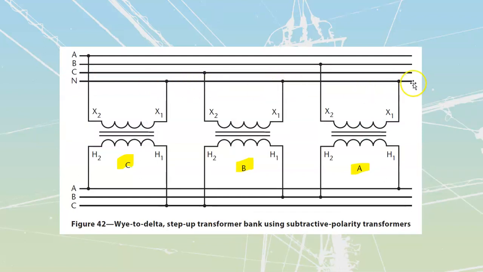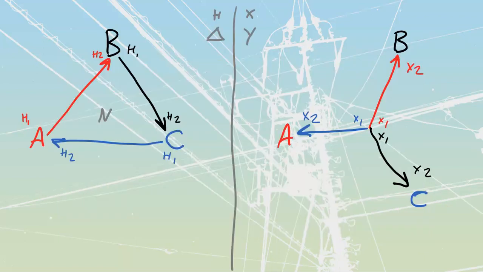X1s are going to be tied together onto a neutral here, here, and here. And then we are going to have X2 of C going to A, X2 of B going to C, and X2 of A going over to B, which is what we had over here. C goes to A, A goes to B, B goes down to C.